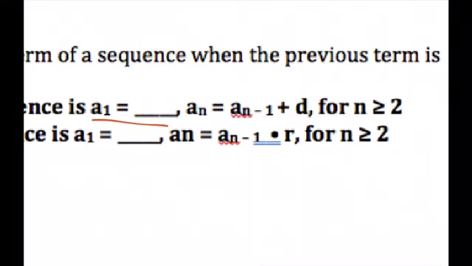And the same thing here with the geometric. We're going to find a sub 1, put that right there, and then also find out what r is and plug that in. So to find any term, we take a sub n minus 1 and multiply it by r. Okay, let's go ahead and practice this. We're going to go on to the next one.